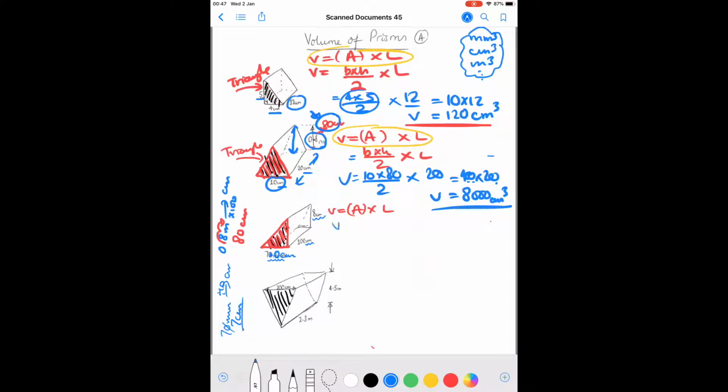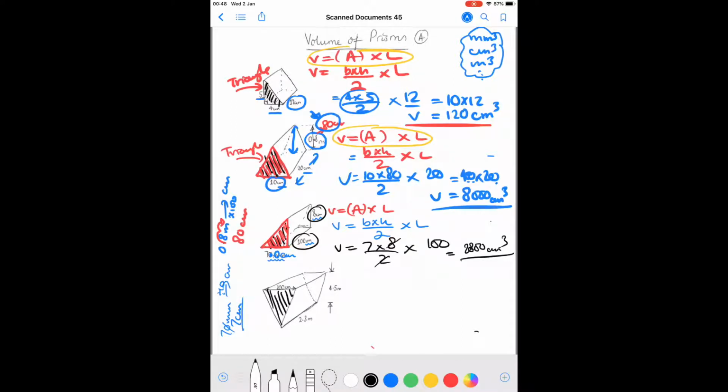So volume equals the area, again, base times by the height divided by 2 times by the length. So the base is 7. Not 17 because 7 centimeters. The height is 8. Divided by 2 times by the length is 100. So 8 divided by 2 is 4. 4 times by 7 is 28. 28 times by 100 is 2800.